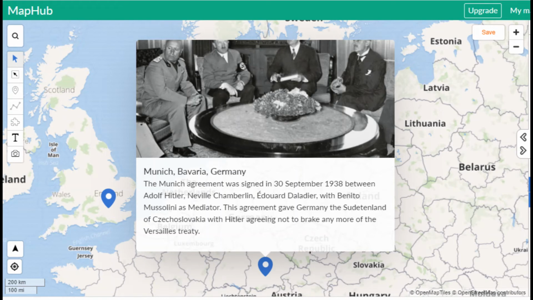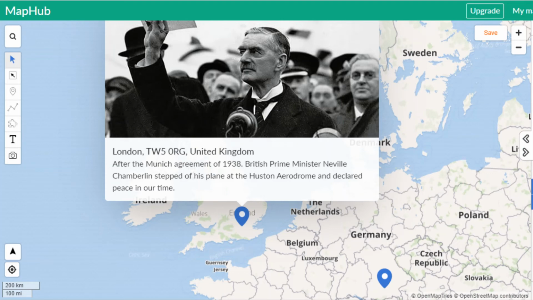In the end, Hitler agreed not to break any more clauses of the Versailles Treaty, and Britain and France agreed that Hitler could have the Sudetenlands of Czechoslovakia. This was the agreement to stop any rising tension between the nations. If we now look at the other point that is in the UK, we see that it is in Euston Aerodrome where Chamberlain arrived from the Munich Agreement and declared peace in our time to the press and the people of the United Kingdom.